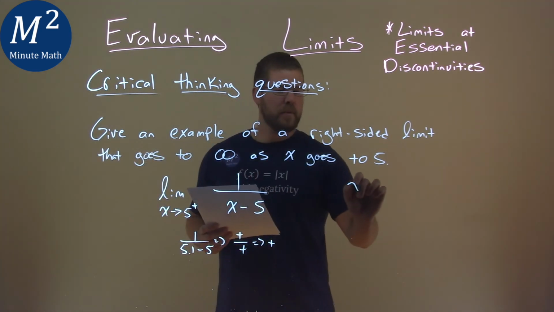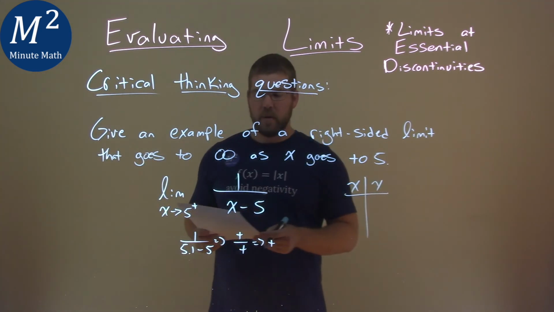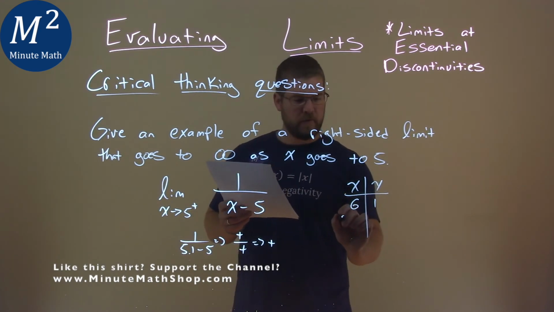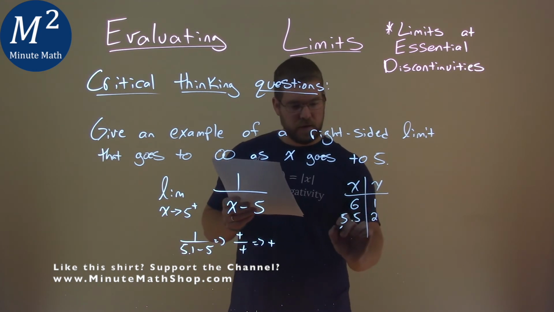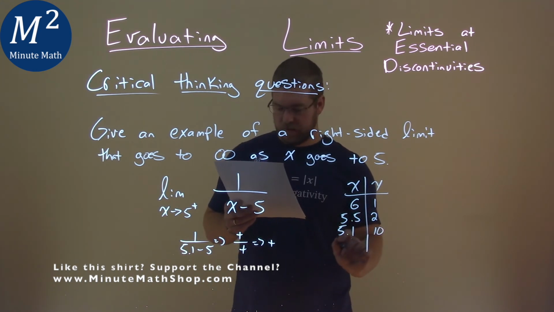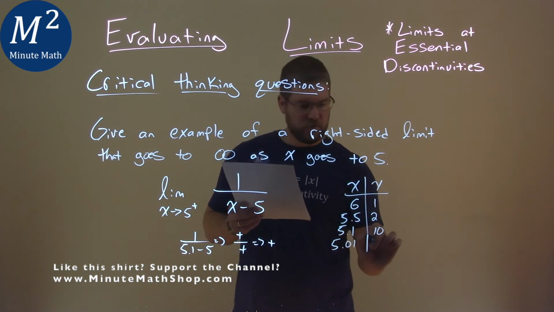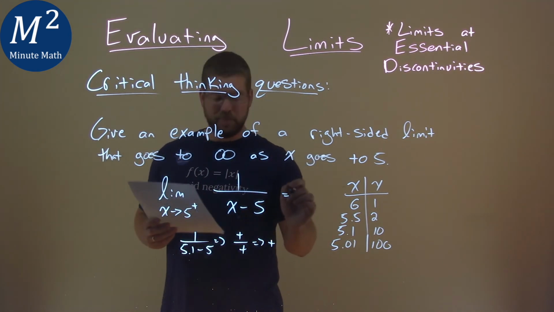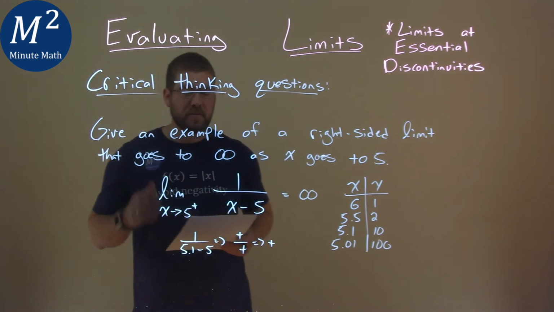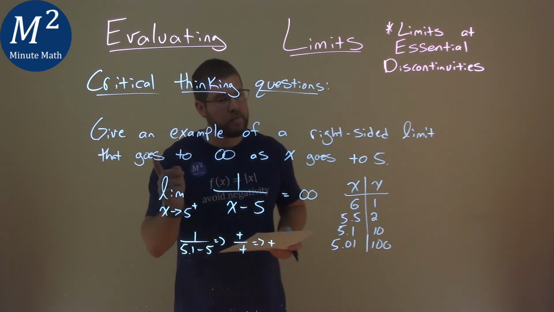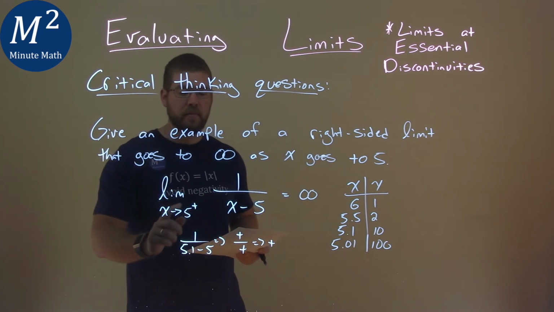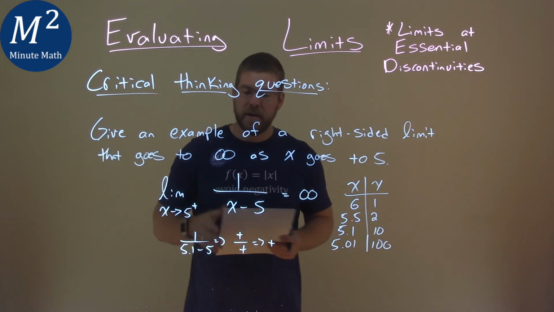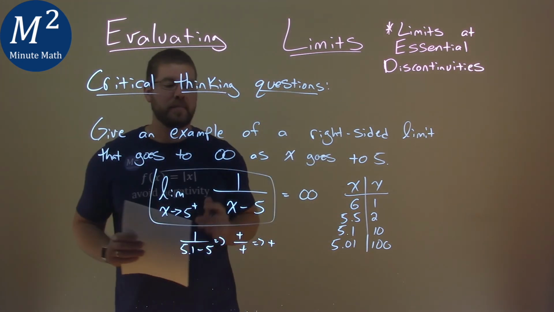Now we can test this with a table here. What happens if we approach 5 from the right of this equation? 6 becomes a 1. 5.5 simplifies to be a 2. 5.1 becomes a 10. I've calculated these values for you. And 5.01 goes to 100. And so we can say that this limit is going to positive infinity. And so an example of a right-sided limit that goes to positive infinity as x goes to 5 is the limit as x approaches 5 from the right of 1 over x minus 5, and again, equals positive infinity. And there we have our final answer.